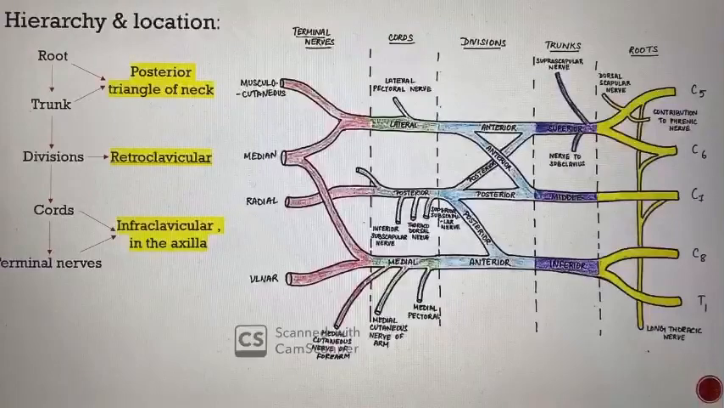The trunks originate from the roots, and both the roots and trunks lie in the posterior triangle of the neck. Supraclavicular, that is above the level of the clavicle. The divisions arise from the trunks and are found beneath the clavicle. Cords and terminal nerves, which arise from the divisions, are found infraclavicular, that is below the level of the clavicle and in the axilla.